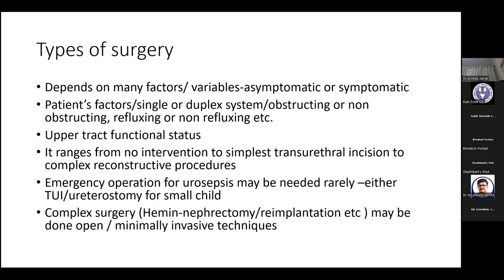The kidney status ranges from no intervention, to simple transurethral incision, to complex procedures.